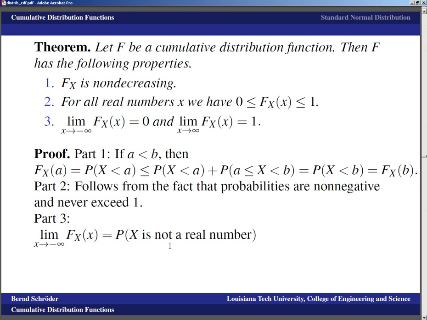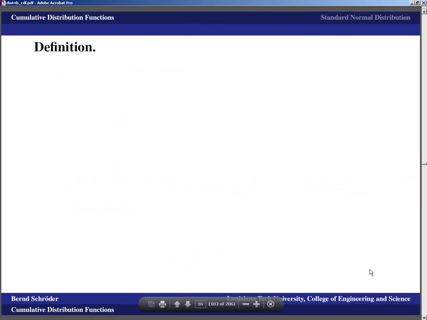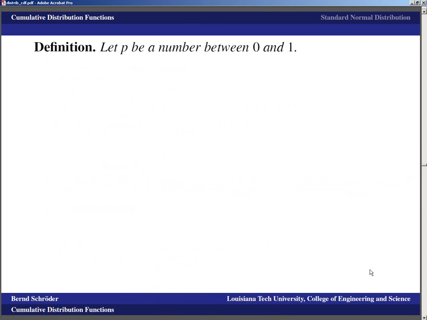So the probability that this process doesn't return a real number is 0. Take a look at the limit as x goes to infinity of the cumulative distribution function. That's basically the probability that our random variable returns something between negative infinity and infinity, and that's 1. And that should already be the end of that proof, and it is. And now we take a look at some standard probabilistic language.